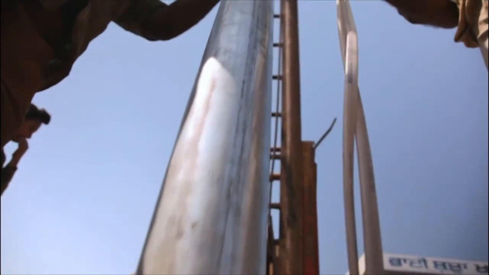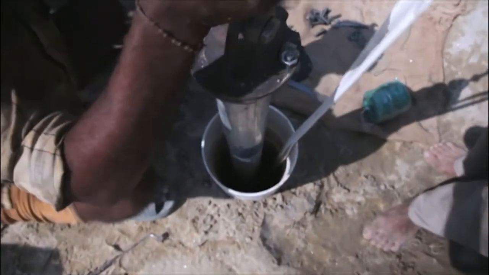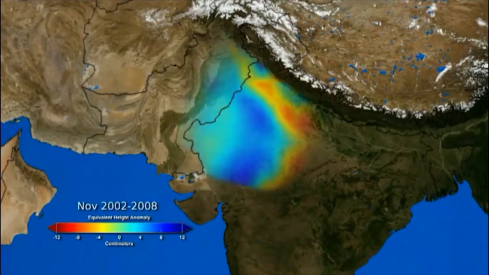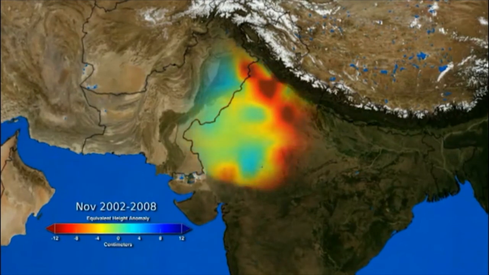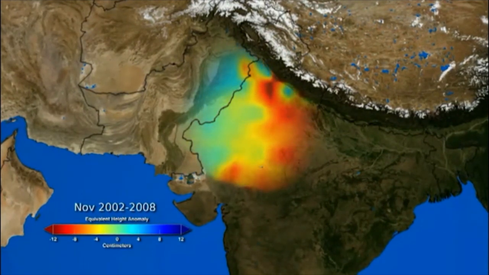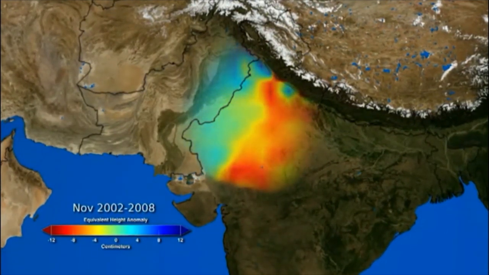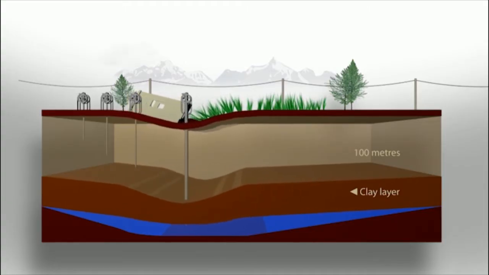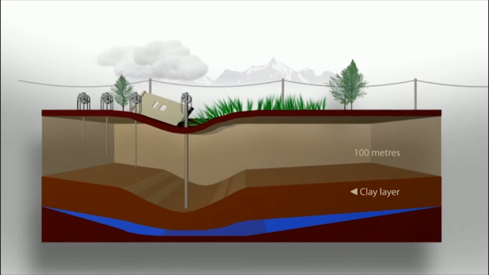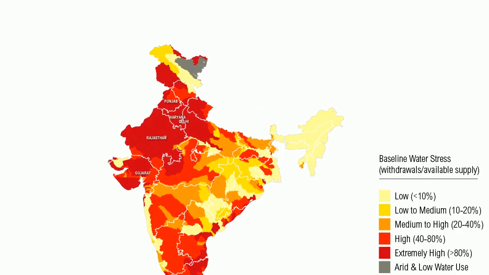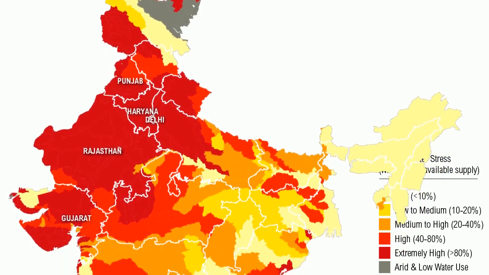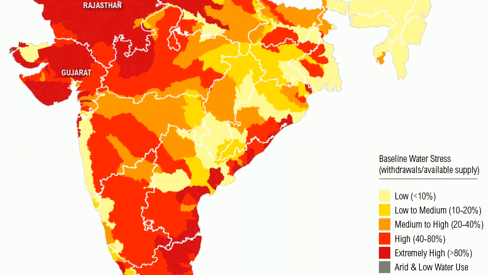However, farmers in India rely heavily on groundwater to irrigate their crops. Recent studies by NASA have shown dramatic changes in the gravitational field over northern India, and this is due to a massive loss of groundwater. Because of large-scale irrigation, more than 50% of India is currently facing extremely high water stress.